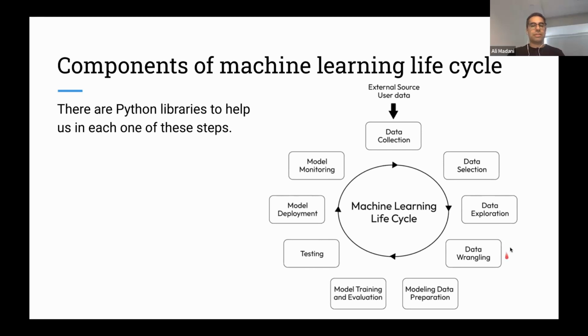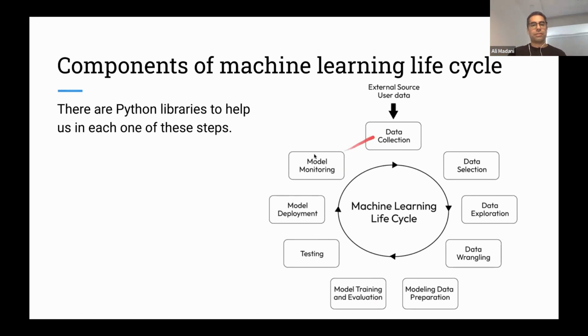Do the necessary wrangling, and if necessary, even do some pre-modeling, which means, for example, sometimes we might do representation learning. We apply some dimensionality reduction approaches to reduce the dimensionality of our data before feeding it into the main model, which could be, for example, a supervised learning model, right? And then go for testing, deployment, and then monitor them in production.